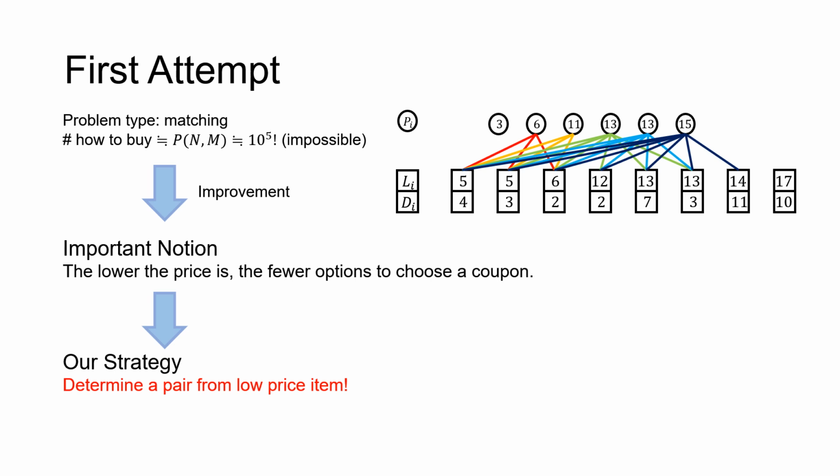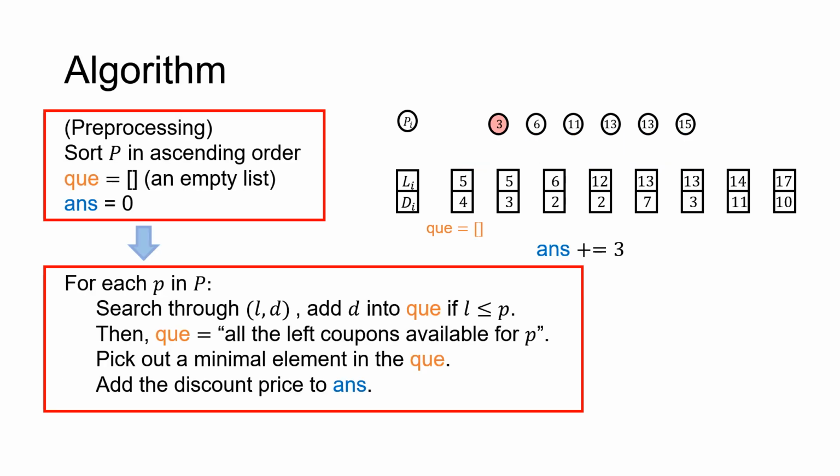Therefore, we want to sort the price array P in ascending order and start with the item with the lowest price. Additionally, for each item, it's natural to use the coupon with the largest discount. This establishes a rational approach for buying all the items. Based on the previous idea, we have a plausible algorithm to solve the problem. To get straight to the point, this is the correct algorithm.